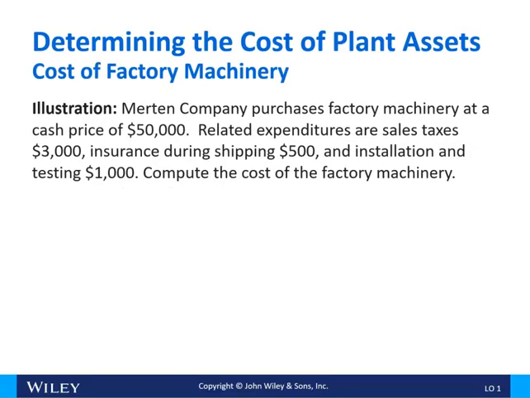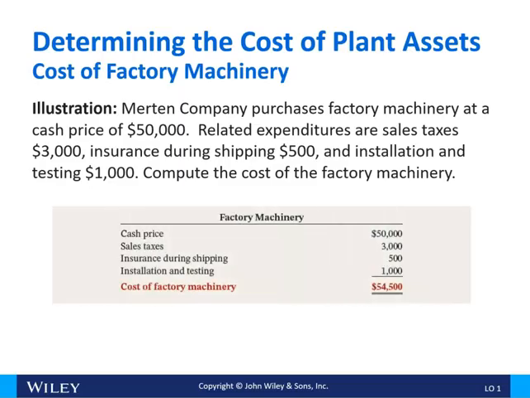Here's an example for cost of factory machinery. Company purchased factory machinery at a cash price of $50,000. Related expenditures are sales taxes $3,000, insurance during shipping $500, and installation and testing $1,000. What is the cost of the factory machinery? All of these costs are included and can be put into the cost of the machinery. So we have the cash price, sales taxes, insurance during shipping, installation and testing. Total cost is $54,500.